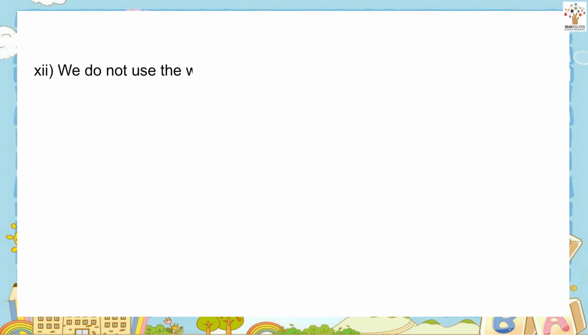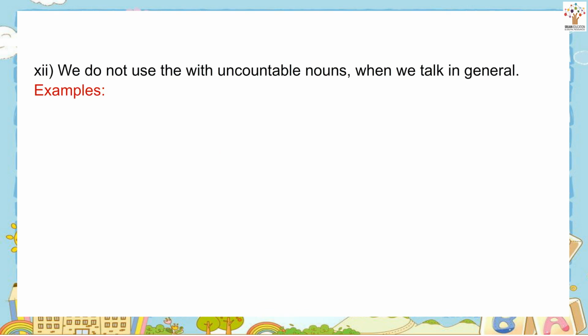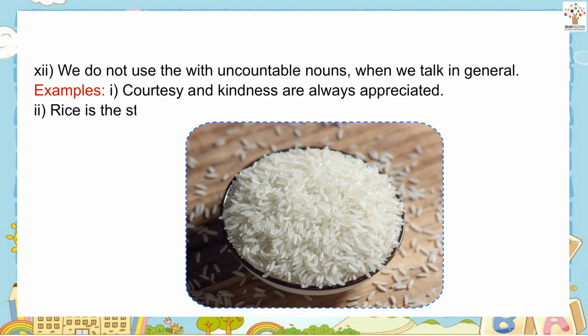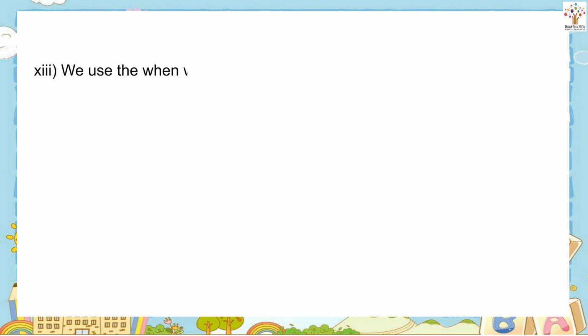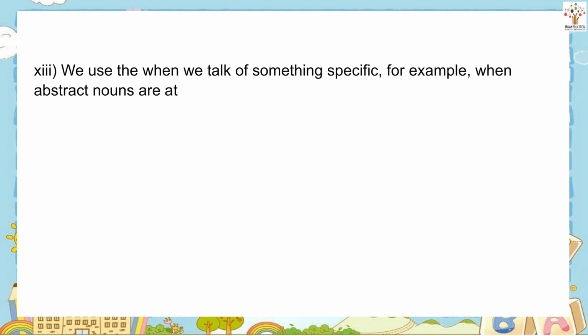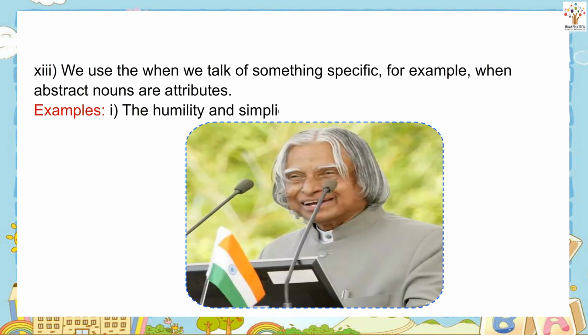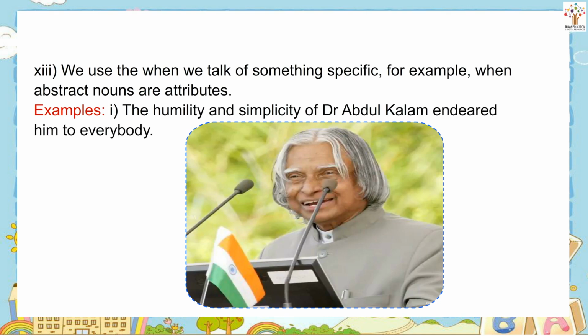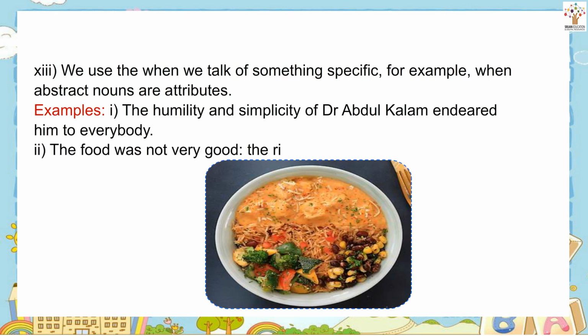We do not use the with uncountable nouns when we talk in general. Examples: courtesy and kindness are always appreciated. Rice is the staple food in most parts of Asia. We use the when we talk of something specific. For example, when abstract nouns are attributes. Examples: the humility and simplicity of Dr. Abdul Kalam endeared him to everybody. The food was not very good, the rice was burnt, and the soup was too salty.